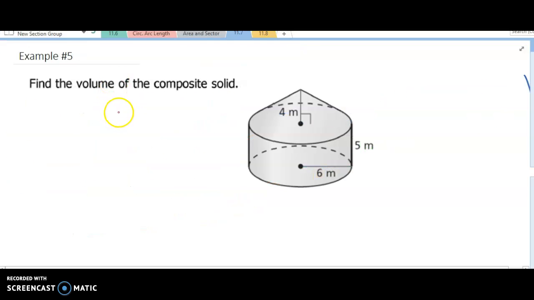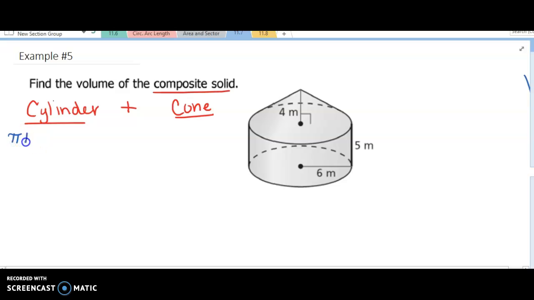All right, guys, so let's do one more example. We're going to find the volume of this composite solid here. Composite solid just means we're putting two different shapes together. So what we have is a cylinder with a cone on top. And if we add the volumes of both of those, we would get the volume of the whole thing. So let's do the cylinder first.